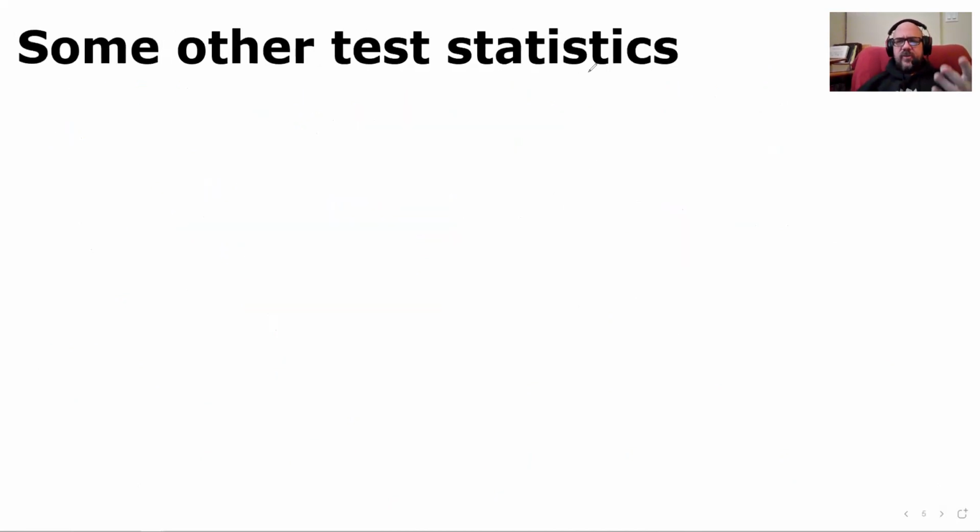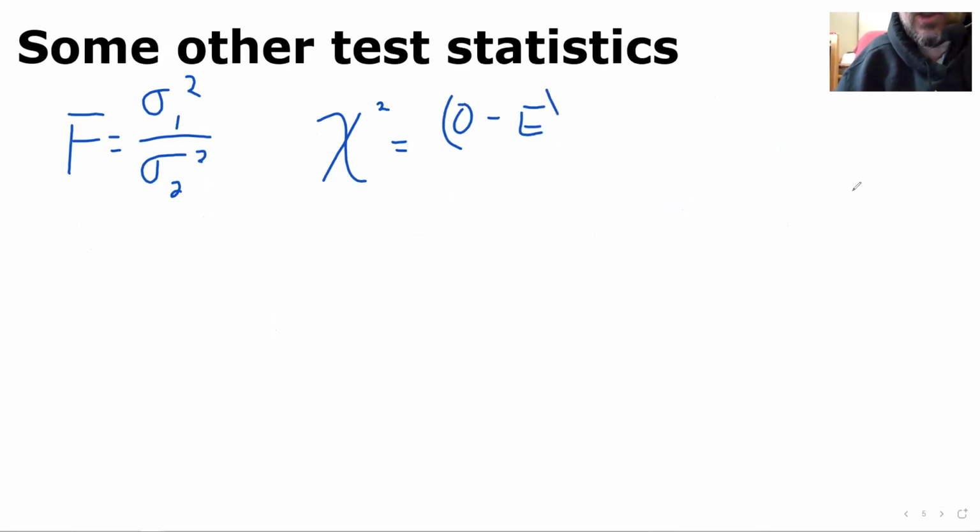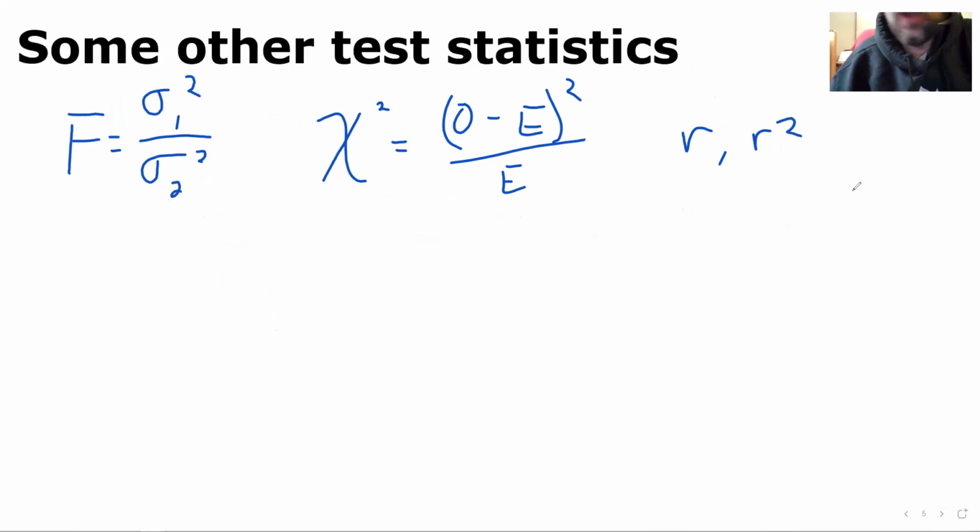So some other test statistics that we're going to get to are, I guess I'll write a couple of them. So F is going to be sigma 1 squared over sigma 2 squared. That's one that we're going to end up using. We're going to have chi-squared, which is observed minus expected squared over expected. You'll see what these things are when we get there. We're going to have R and R squared. We'll have alpha and beta. I guess those aren't actually test statistics. Those are something a little different.